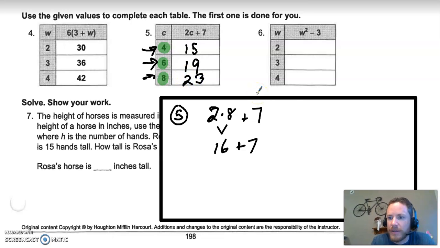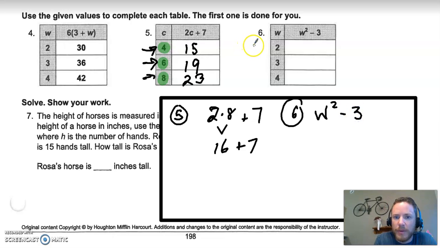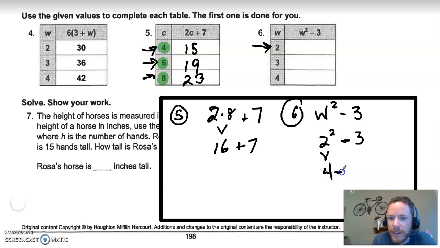Alright, let's check out number 6. Number 6 is very similar, but there is an exponent. It says w squared minus 3. So my first problem there is going to be 2 squared minus 3. And 2 squared is 2 times itself. 2 times itself is 4. And 4 minus 3 equals 1. So I'm going to put a 1 here.